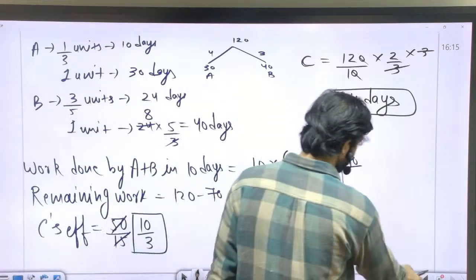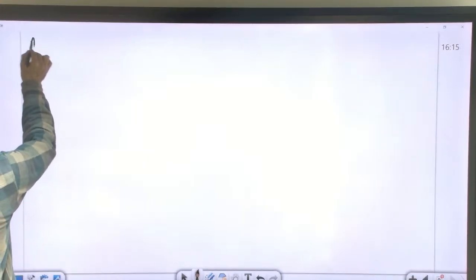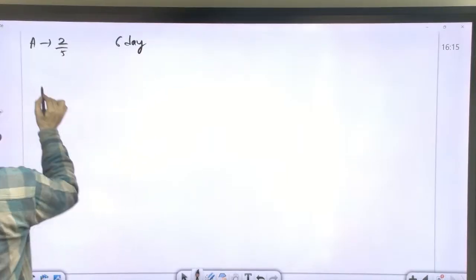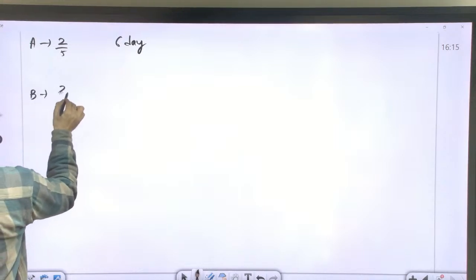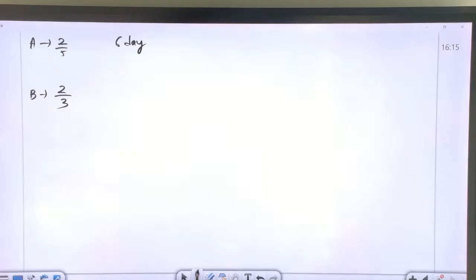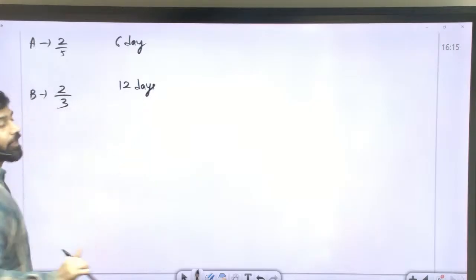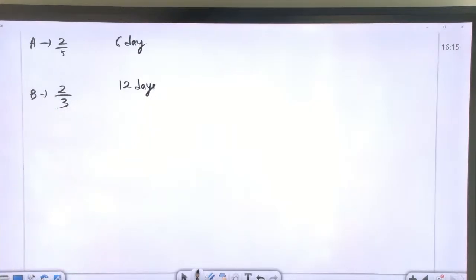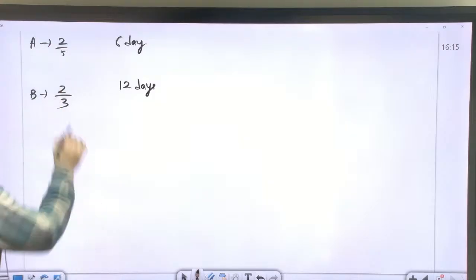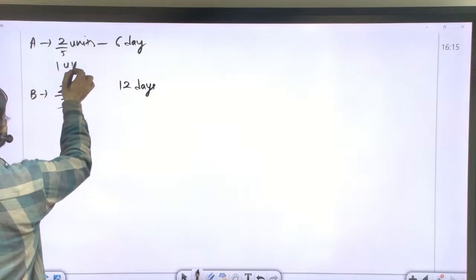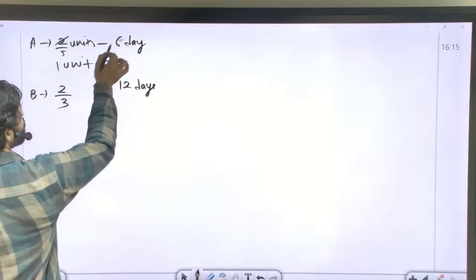Look at the board, please. A does 2 by 5 unit in 6 days. And B does 2 by 3 units in 12 days. So from here we can find out the total work done or the 100% capacity of A and B, because this is not that 100% capacity. So we can say that 2 by 5 units value is 6 days and the value of 1 unit will be, you can cancel it from here also like this.